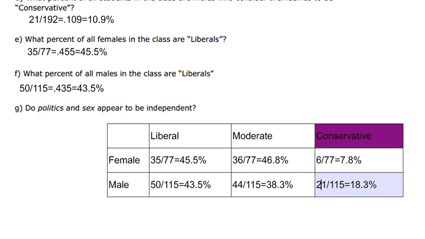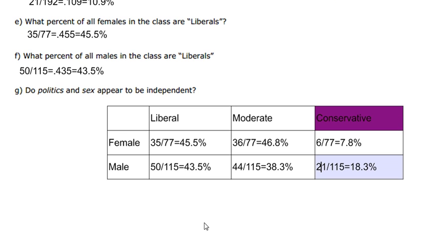Now, if these two variables, gender and politics, were independent, their percentages should be the same or very, very close, meaning within 1 to 2% of each other. Even though the liberal males and females, those percentages are within 2%, the moderate and the conservative, there are significant differences. So that means that there is an association between politics and sex, or that they are not independent.